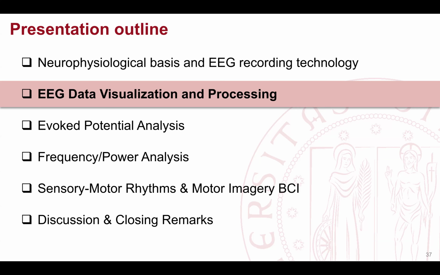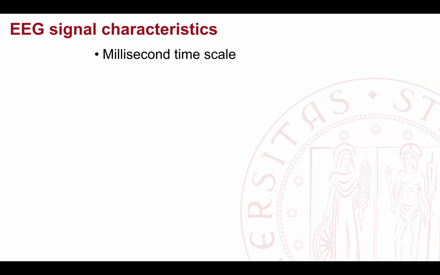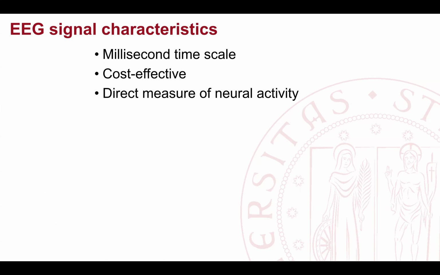So the very first part of the tutorial is about EEG data uploading in your program, EEG data visualization, and some pre-processing. So why do we need this part? Because the problem is that, as I said, the EEG signal has very interesting characteristics, such as working in the millisecond time scale. So it's a signal with a very high temporal resolution. It is cost effective. It is a direct measure of neuroactivity. So all the positive things.